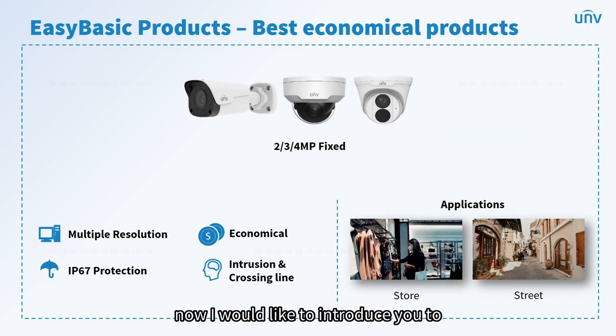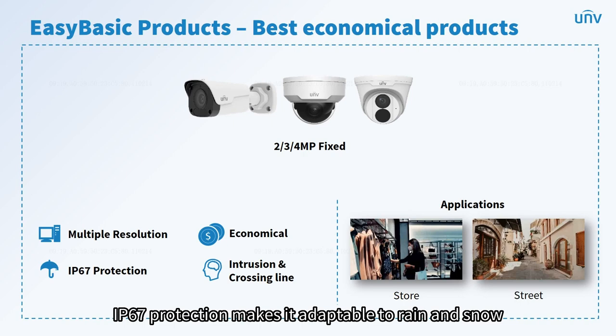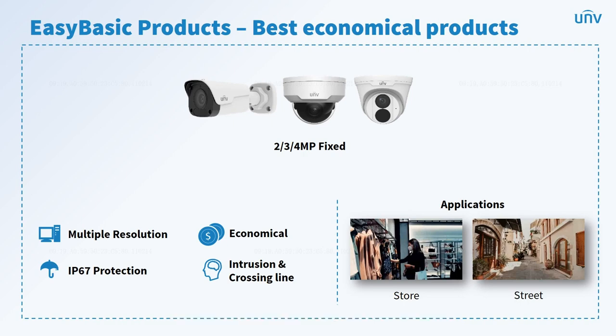Now I would like to introduce you to Easy Basic series products first. Easy Basic series products are the most economical of our products. It has a resolution layout of 2, 3, and 4 megapixel. IP67 protection makes it adaptable to rain and snow, and it is equipped with motion detection function, which can be applied to stores, streets, and other scenes.